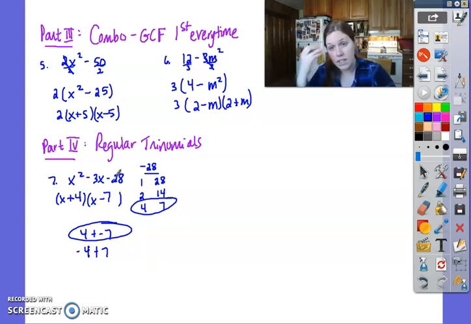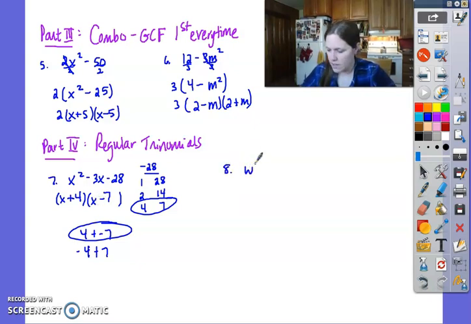Eyeball check that I talked about way back on yesterday. So 4 times negative 7, is that negative 28? And 4 combined with negative 7, is that negative 3? If the answer to both of those questions is yes, then you know you have it correct.